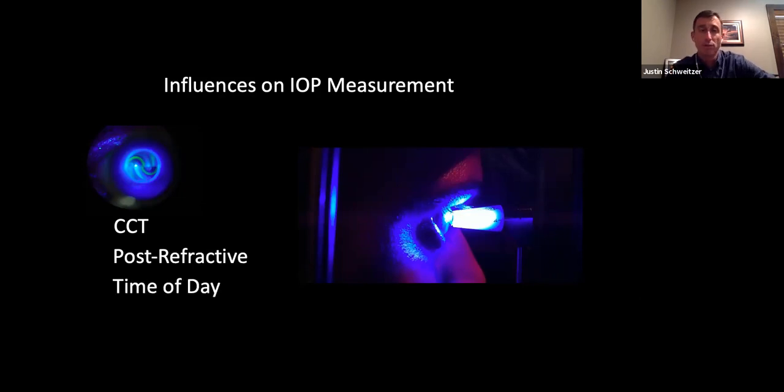I mentioned post-refractive. The time of day matters. We know from studies now that intraocular pressure is highest in the mornings and decreases during the day, so you have a diurnal intraocular pressure. Medications matter too. Patients taking topical steroids will have increased intraocular pressure, and oral steroids can increase pressure. Oral beta blockers can lower intraocular pressure. So there are a variety of different reasons there.